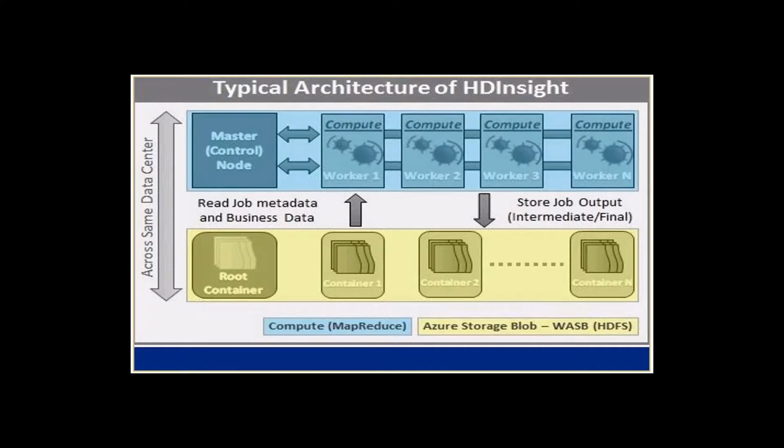User data and job metadata resides in Windows Azure Storage. It's also called Blob Storage, or WASB, W-A-S-B, and it is an implementation of HDFS on Azure Blob Storage. Individual nodes of the cluster offer MapReduce functionality. The master node reads the job metadata and the user data from the blob storage and uses it to do the processing. The intermediate and the final results are stored on the blob storage.